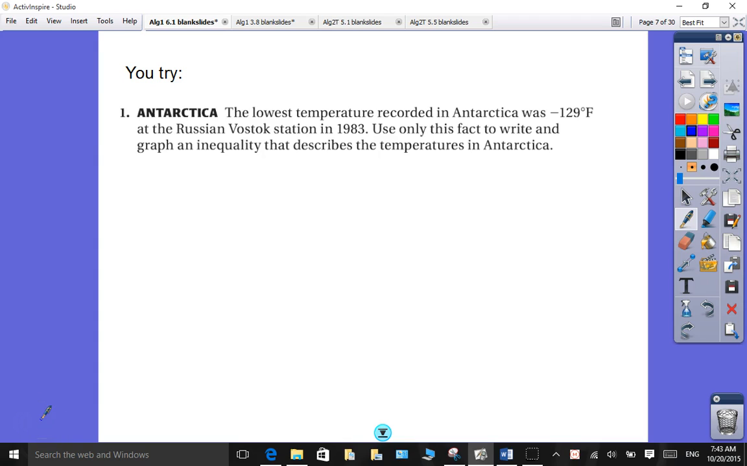So what was the inequality this time? Okay. So the lowest temperature recorded in Antarctica was -129 Fahrenheit at the Russian Vostok Station in 1983. Use only this fact to write and graph an inequality that describes the temperatures in Antarctica. You know, when they say that in Antarctica, do you think that's probably valid for the world? Is there a colder place in the world than Antarctica?